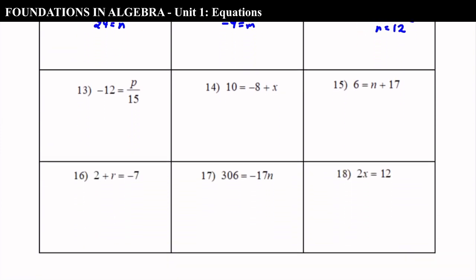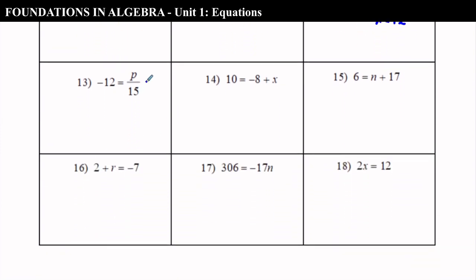All right, a few more here at the bottom. For this one, we're going to multiply each side by 15. 15 times negative 12 gives us negative 180, so that is our p. Here we're going to add 8 to each side. That gives us 18 equals x.